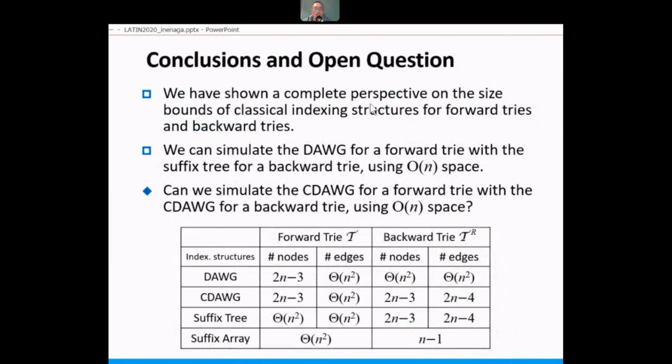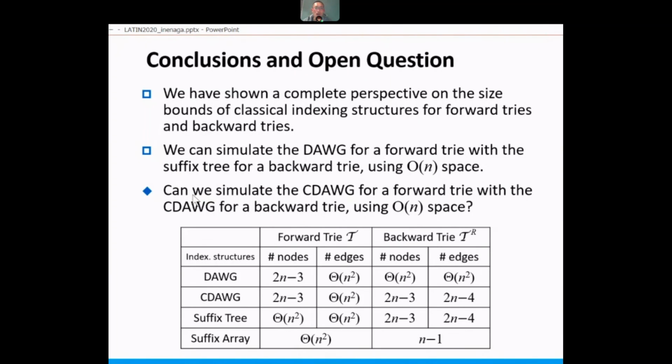Conclusions and open question. We have shown a complete perspective on the size bounds of these classical indexing structures such as DAWGs, CDAWGs, suffix trees, and suffix arrays for forward tries and backward tries. And we can simulate the DAWG for the forward trie with the suffix tree for the backward trie using only linear space.